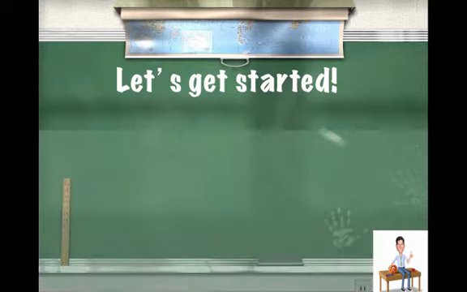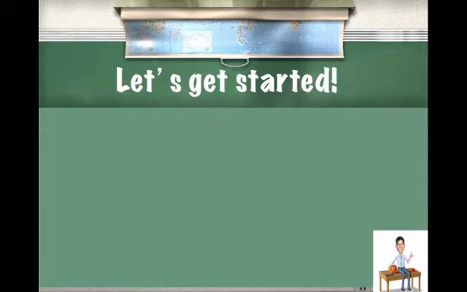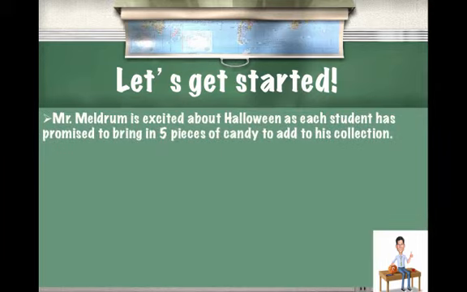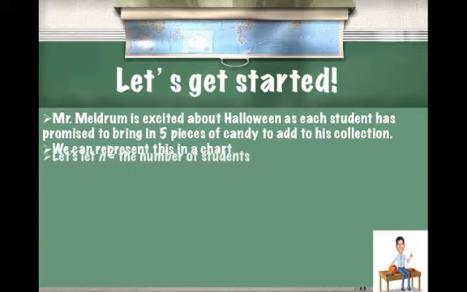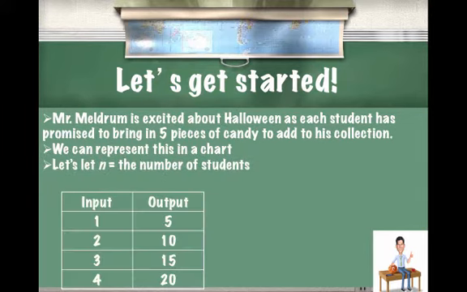So let's begin. We started off with a real-life example. Mr. Meldrum is excited about Halloween as each student has promised to bring in 5 pieces of candy to add to his collection. We can represent this in a chart, which is what we've been doing prior to this lesson. So we have our input-output. On the left, the input represents the students, and the output, the number of candies that would be brought.